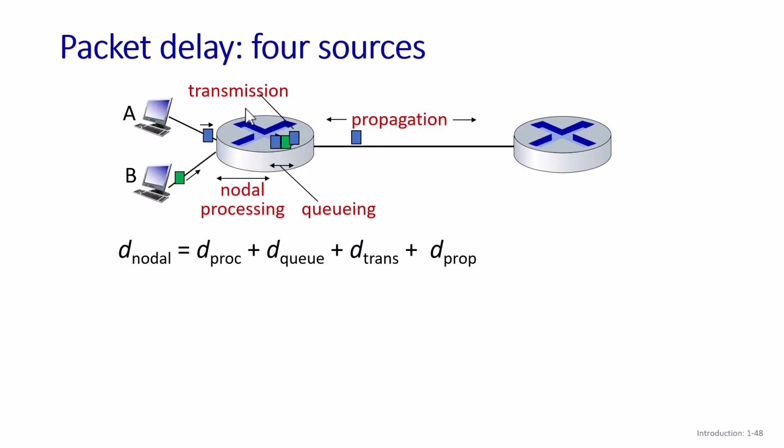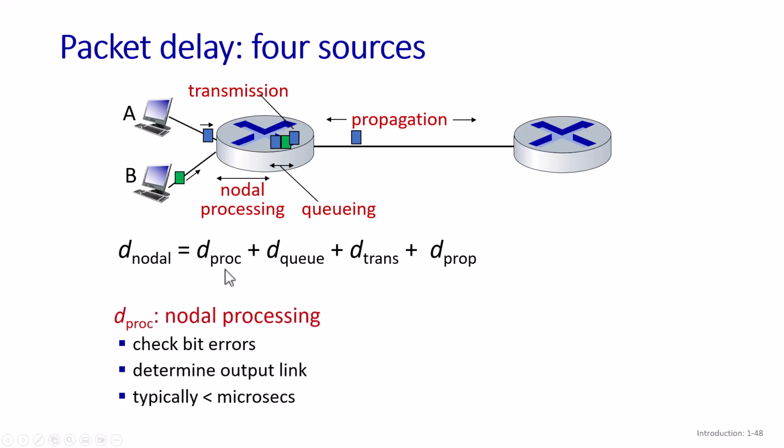Now we have the transmission delay, the propagation delay, the queuing delay, and the nodal processing delay. The total delay is actually the sum of all these delays. Now let's take a look at each delay in detail. First, the nodal processing delay. The nodal processing delay is about error checking. When packets arrive at the router, they are checked for bit errors, such as with CRC error control.